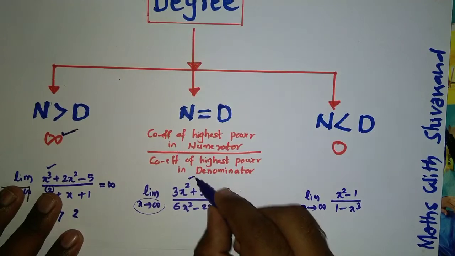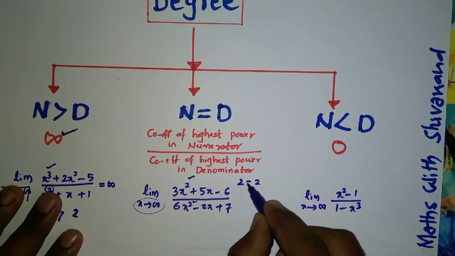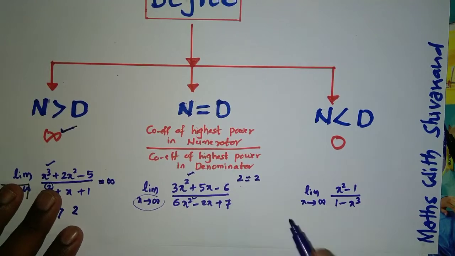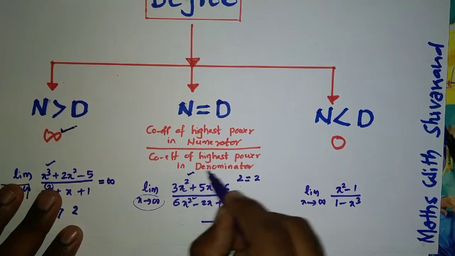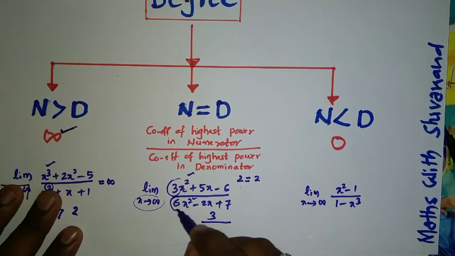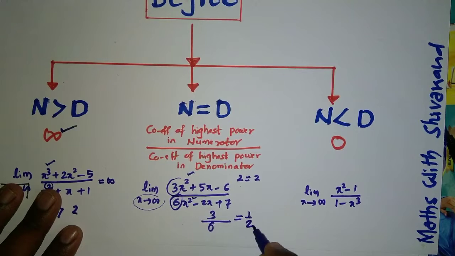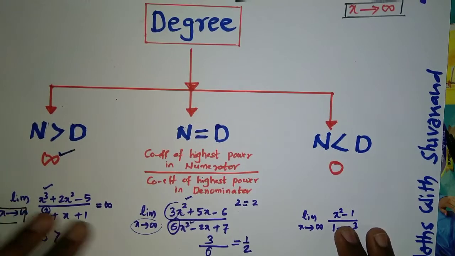What is the degree of the numerator? 2. What is the degree of the denominator? 2. 2 equal to 2. In such a case, your answer is simply the ratio of the coefficients of the highest power. The coefficient of the highest power in the numerator is 3. The coefficient of the highest power in the denominator is 6. 3 by 6 is nothing but 1 by 2.